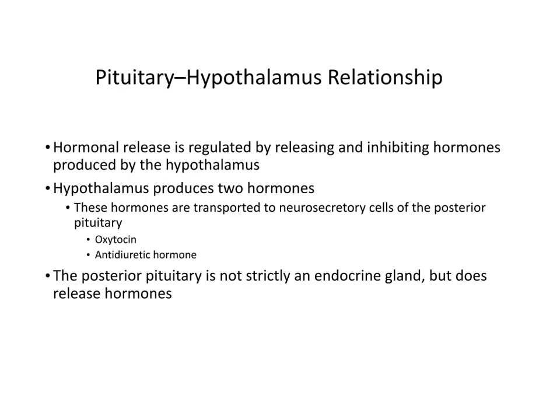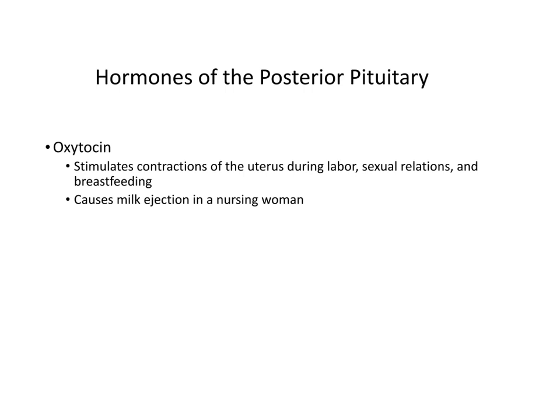The pituitary is closely linked to the hypothalamus, and so hormonal release is regulated by releasing and inhibiting hormones produced by the hypothalamus. The hypothalamus produces 2 hormones. The hormones produced by the hypothalamus are transported to neurosecretory cells of the posterior pituitary, and those hormones include oxytocin and antidiuretic hormone. The posterior pituitary is not strictly an endocrine gland, but it does also release hormones.